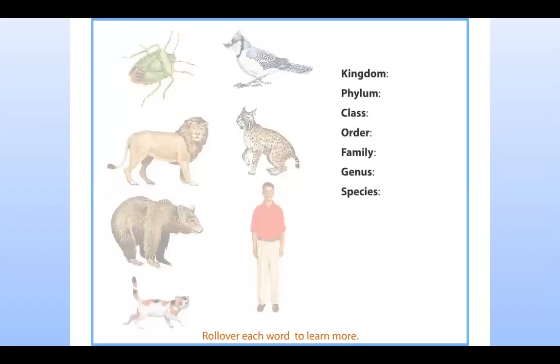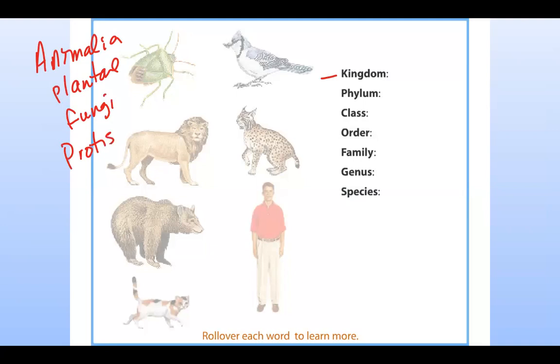So Linnaeus' system goes accordingly. We start at the broadest category, kingdom. And like I said, we've got 6 kingdoms. We have Animalia, Plantae, fungi, protista, eubacteria, and archaebacteria.